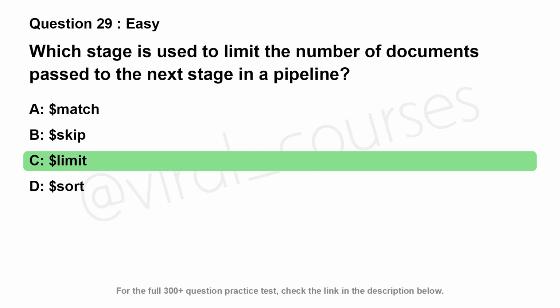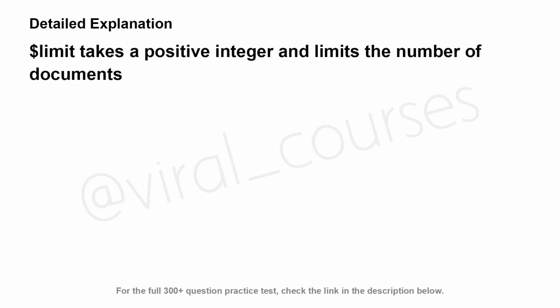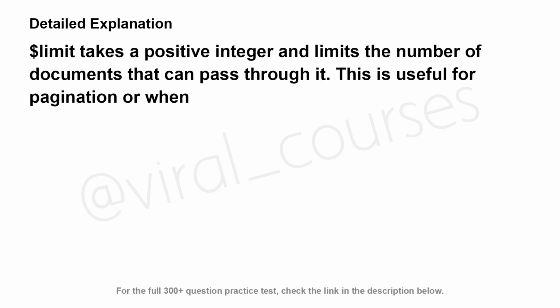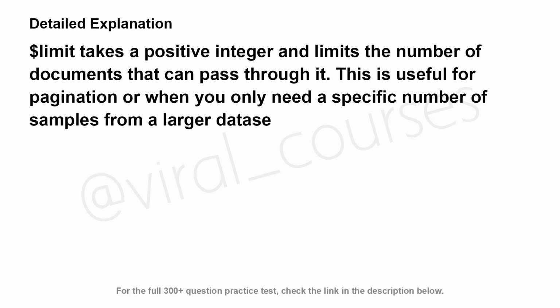The correct answer is C. $limit takes a positive integer and limits the number of documents that can pass through it. This is useful for pagination or when you only need a specific number of samples from a larger dataset.